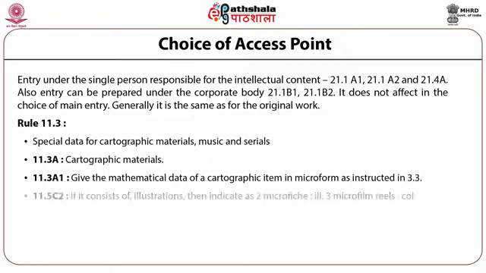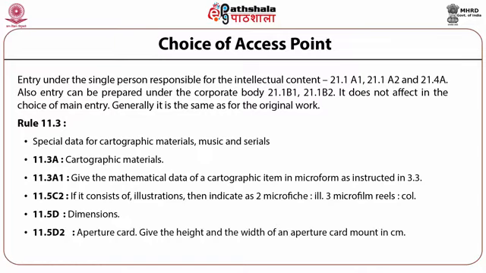Then likewise 11.5C2 and 11.5E, you know, that is the physical details. So it consists of what? Illustrations. Then give how many microfiches there are. Also dimension is given by 11.5D, because 5D is common for all the rules. You must be very clear. Only the 11, 10, 9 will be changed, but 5C2, 5D, 5D2, 5D3 will never change throughout your cataloging purpose.